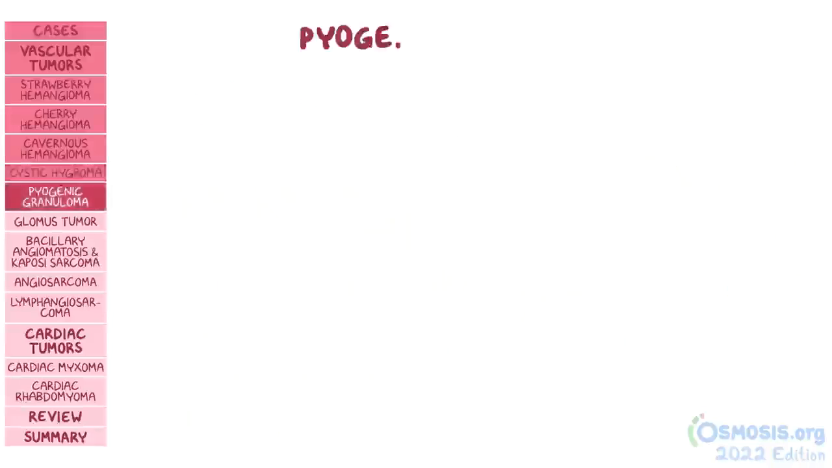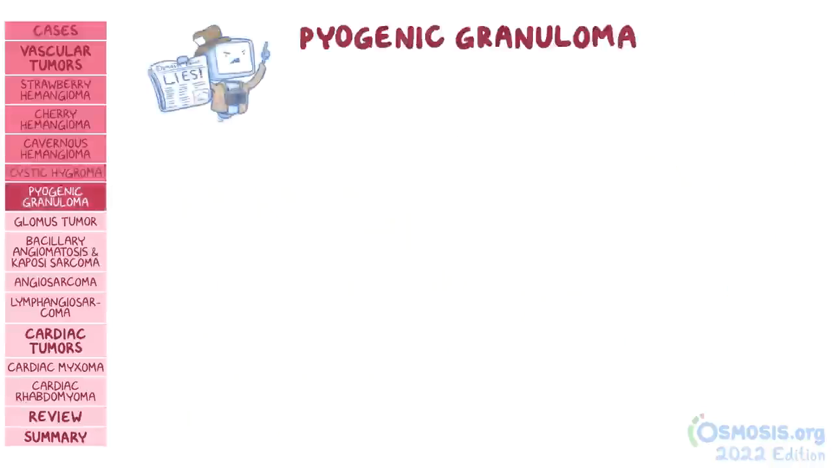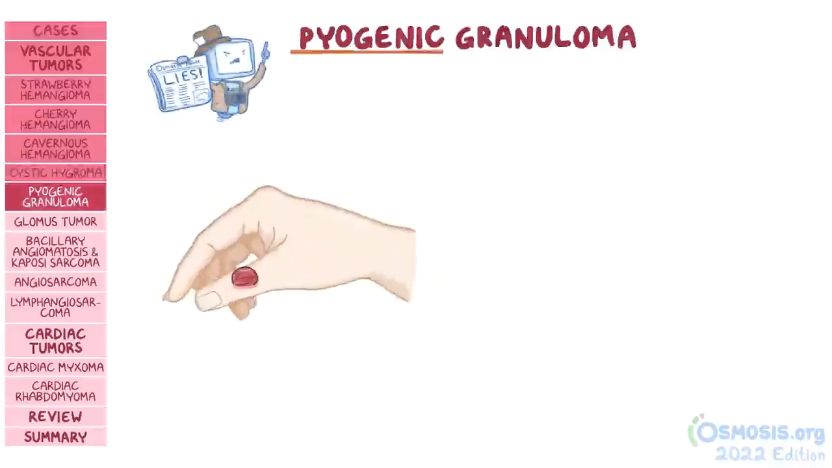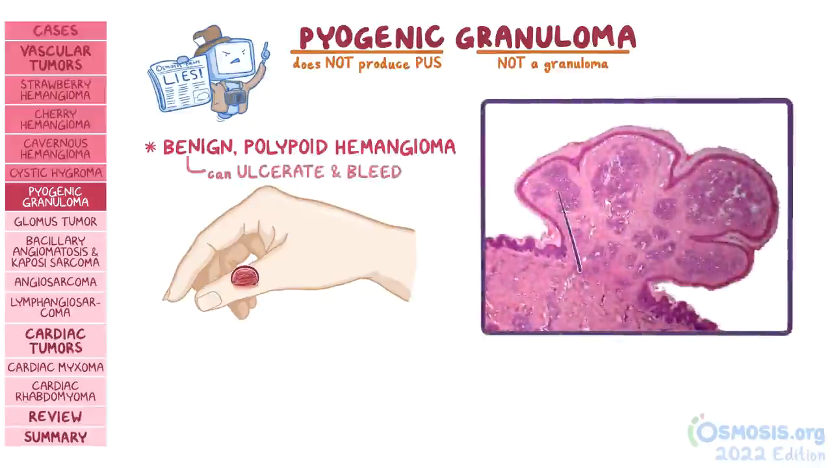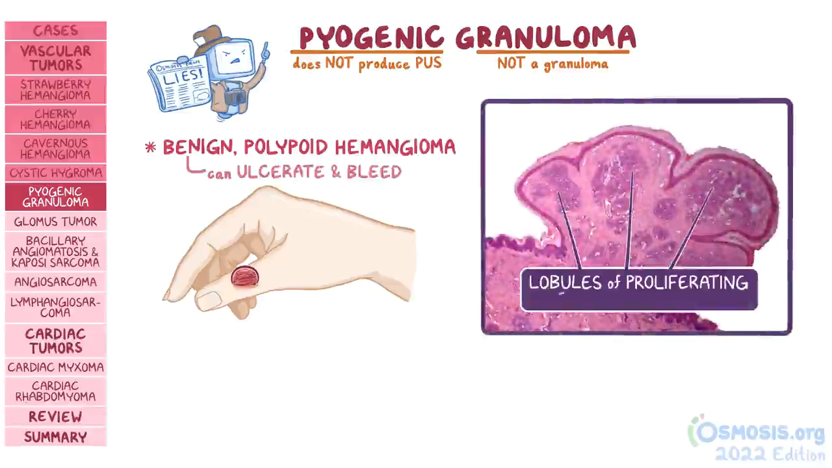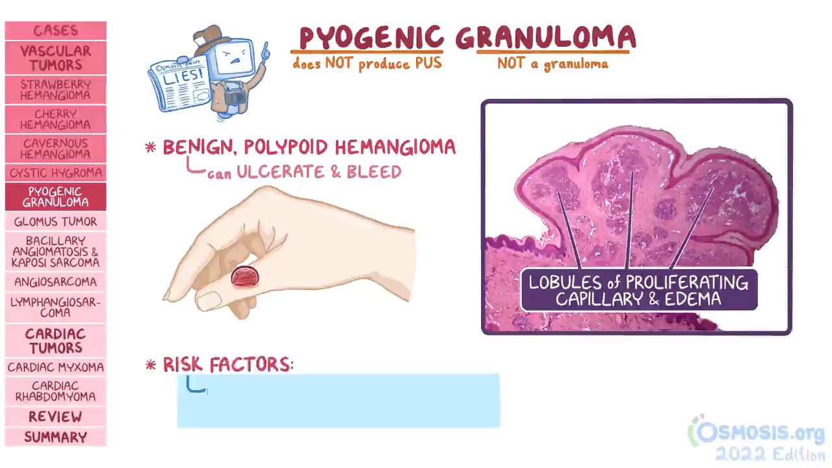Next up, we have pyogenic granuloma, which is the biggest misnomer in medicine. First, it doesn't produce pus, and histologically, it's not a granuloma. Instead, this is a benign, polypoid, or dome-shaped hemangioma that can ulcerate and bleed. Histologically, the tumor shows lobules made of proliferating capillaries and edema, which makes it look like granulation tissue. Board exams will often give you risk factors, such as history of trauma to the area or pregnancy, especially in the first trimester.